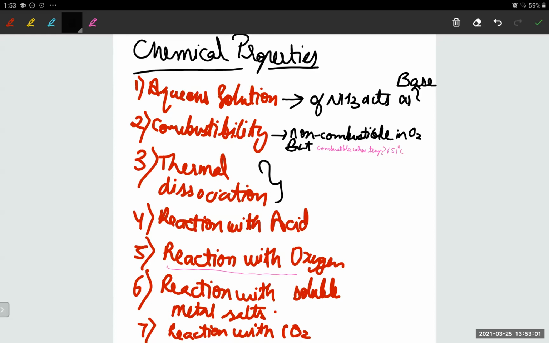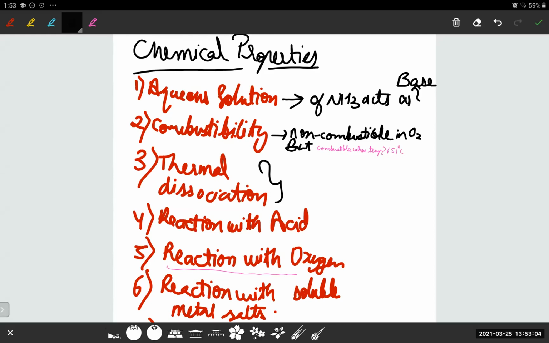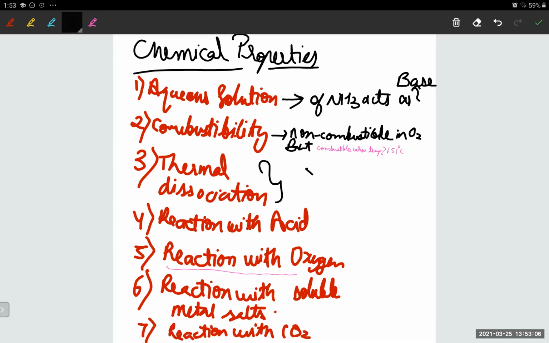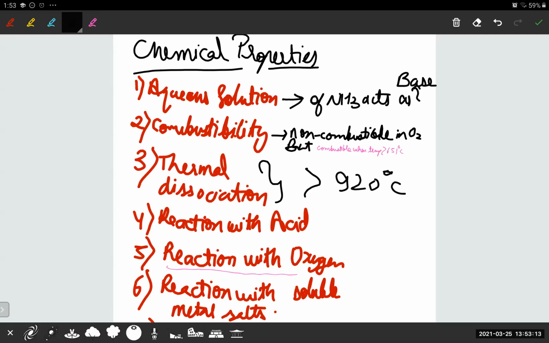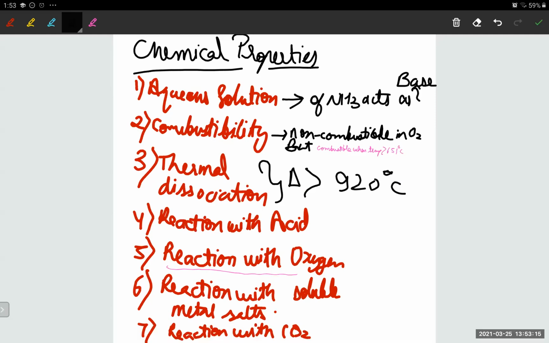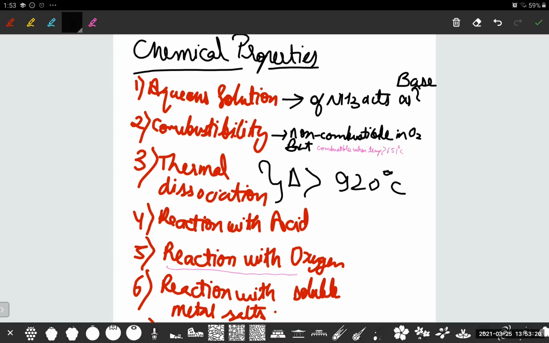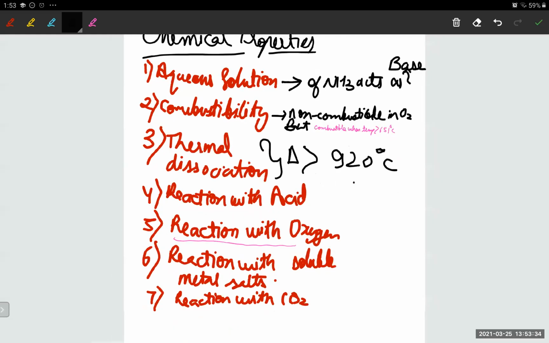Thermal dissociation, what will happen? Thermal dissociation will happen when temperature is greater than 920 degrees Celsius. What this is showing us is that the temperature should be greater than 920. That means the bonding of ammonia is so strong. Can you imagine? It is taking such a high temperature to get thermally dissociated, isn't it? It's taking such a high temperature to be combustible. Everybody's understanding, na? So you have to just know about the bonding also.